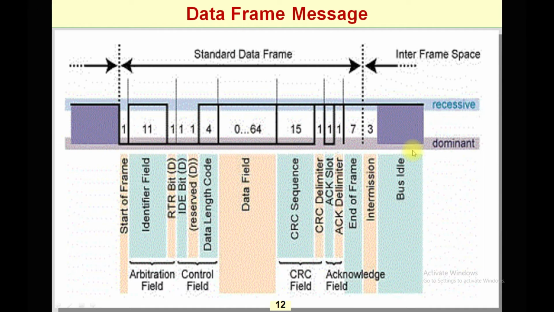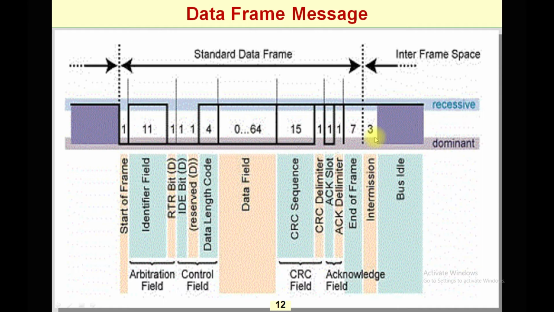This CAN data frame format includes several fields, starting from start of frame. The start bit always means a transition from 1 to 0. Then there is an arbitration field of 12 bits, and a control field of 6 bits, and a data field of maximum up to 64 bits, and a CRC field of 16 bits, and an acknowledge field of 2 bits, and then end of frame of 7 bits, and there is an intermission.